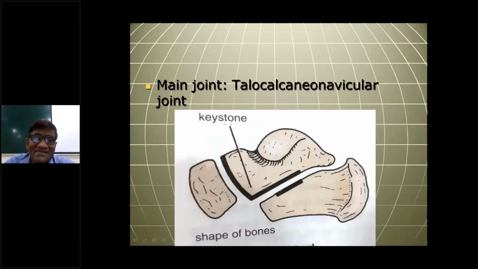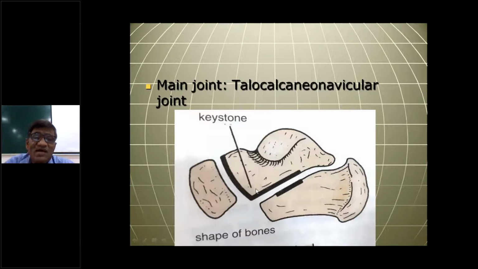Look at the talus here. This is the talus, the diagrammatic picture. Here it should be rounded actually. This is the head of the talus, and this is the navicular. Head of the talus is rounded, and this is the navicular, and this is the calcaneum. Here there should be the spring ligament, otherwise called the plantar calcaneo-navicular ligament. The plantar calcaneo-navicular or spring ligament, the navicular, and then the calcaneum, they all form one concavity into which fits the head of the talus. It's a ball and socket type of joint in one way.